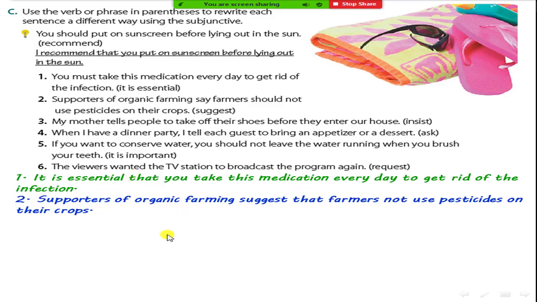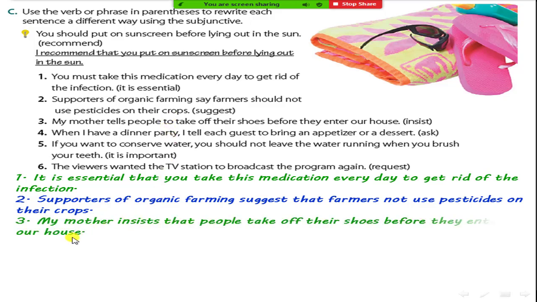Okay. Again, Iyad. Again, sorry, Basil. My mother insisted that people take off their shoes before they enter our house, without to. Very good. Thank you, Basil. My mother insisted that people take off, okay, without the preposition to.